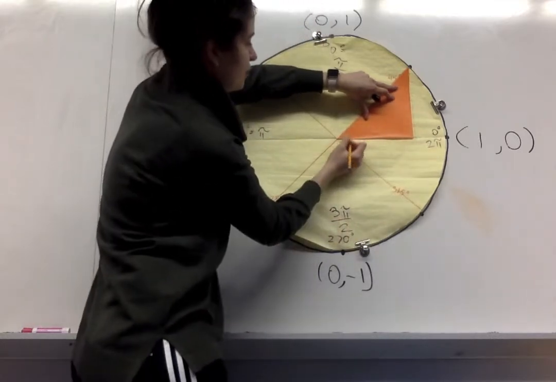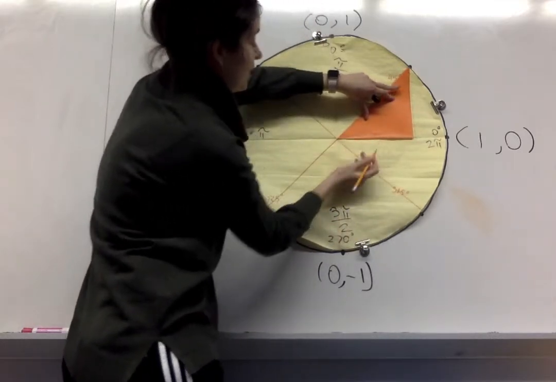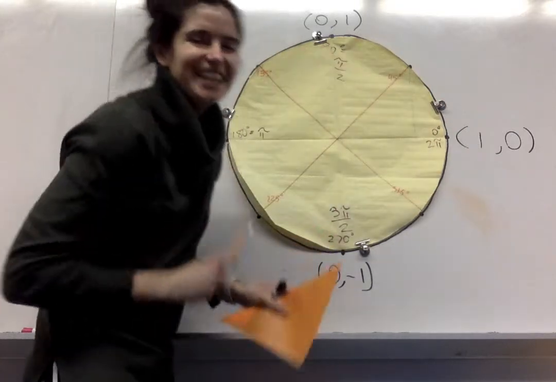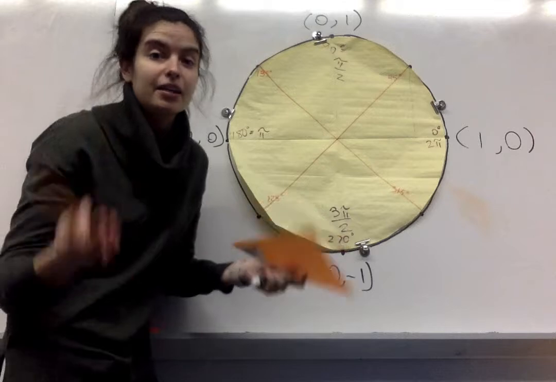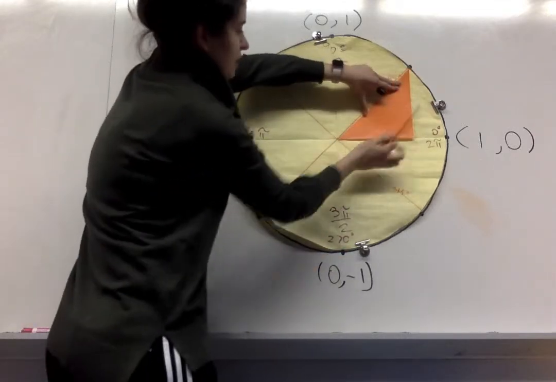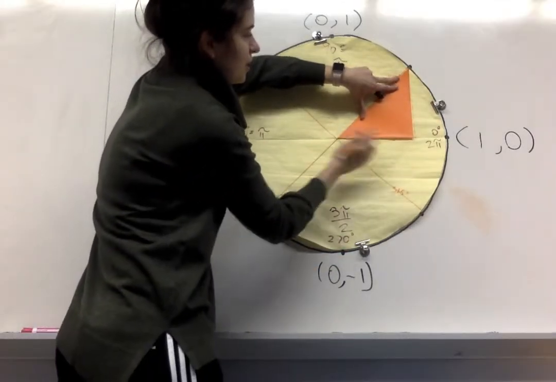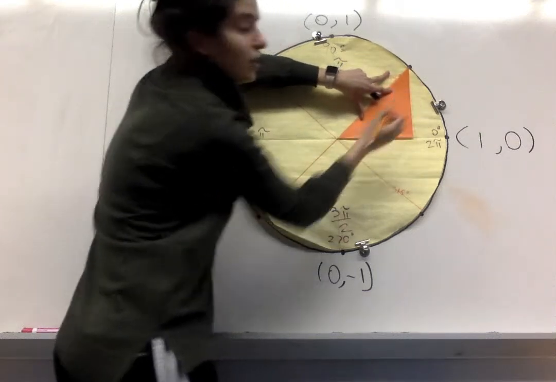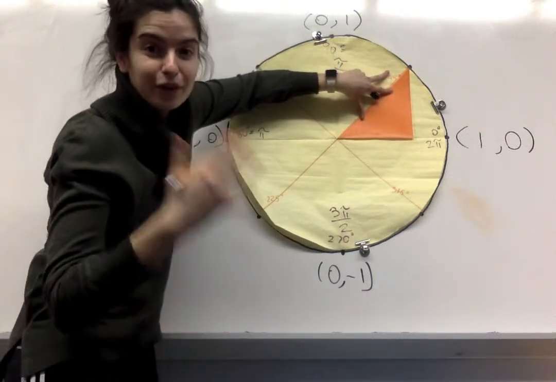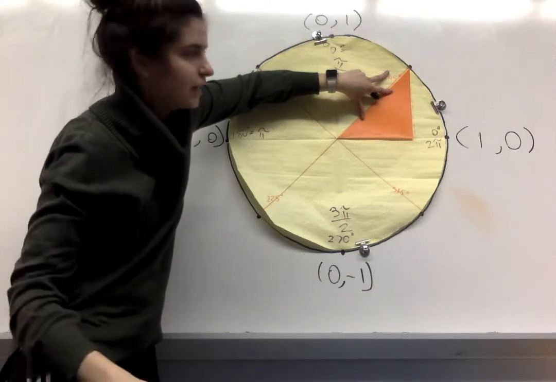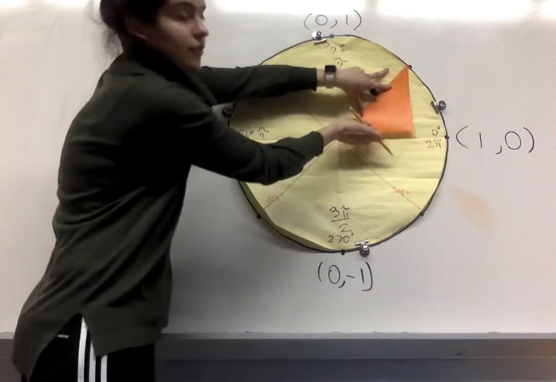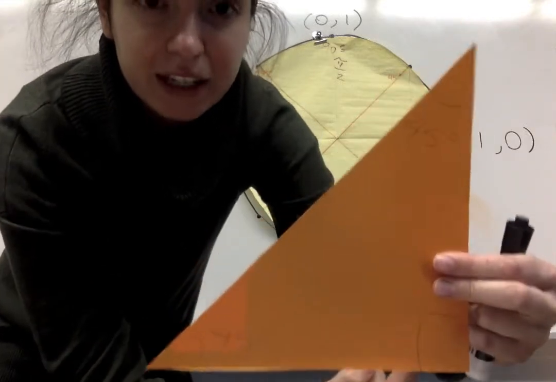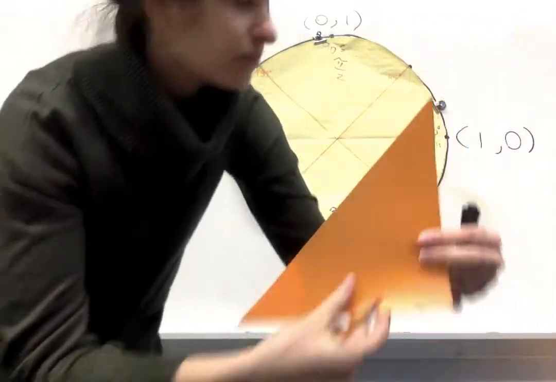We know this angle is 45 because that's how we labeled it, right? We divided this into 8 pieces. 360 divided by 8 is 45. So we know this angle here is 45, which means this angle also has to be 45 degrees. 45, 45, 90 adds up to 180. I don't know if you can see that. So 45 degrees, 45 degrees, 90 degrees adds up to 180.